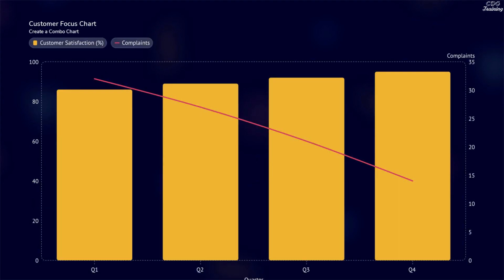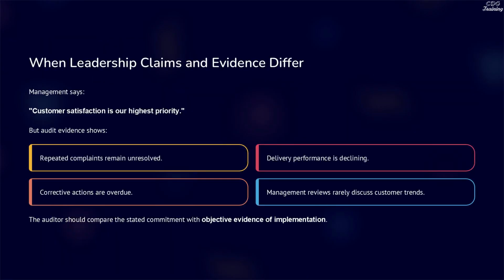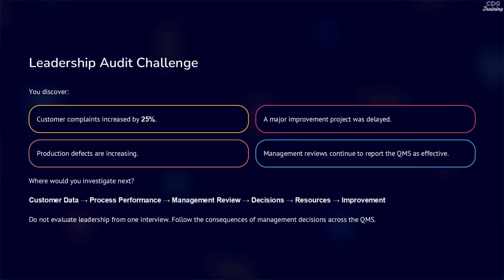The combo chart shows customer satisfaction and complaints over time. Analyze the trends to understand customer focus and areas needing improvement. When leadership claims differ from evidence, investigate unresolved complaints, declining performance, overdue actions, and rare customer trend reviews. Compare claims with evidence. Discover issues like increased complaints, delayed projects, and defects. Investigate customer data, process performance, management review, decisions, resources, and improvement for a comprehensive audit.